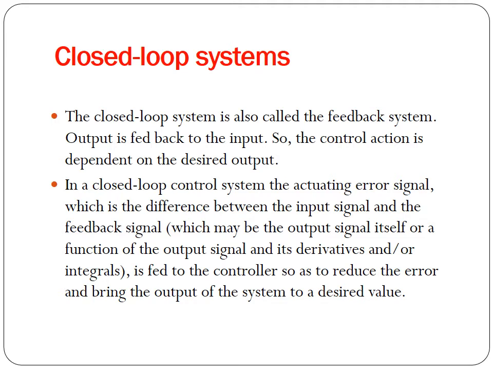In a closed loop control system, the actuating error signal, which is the difference between the input signal and the feedback signal, that is, which may be the output signal itself or a function of the output signal, and its derivative and or integrals, is fed to the controller so as to reduce the error and bring the output of the system to the desired value.